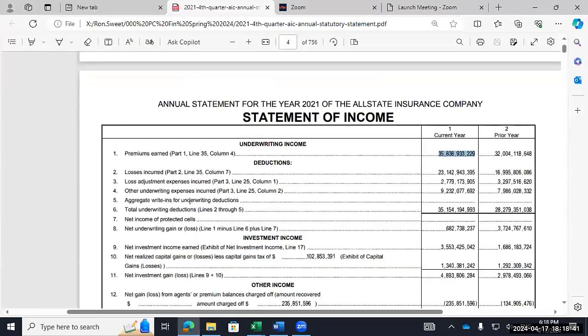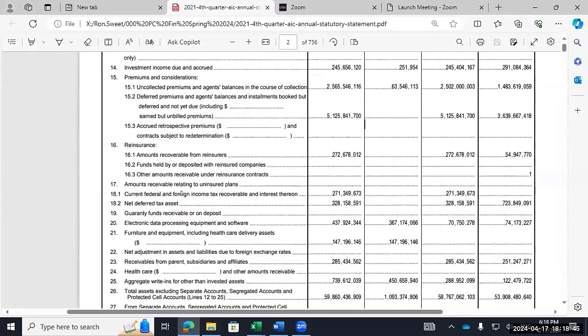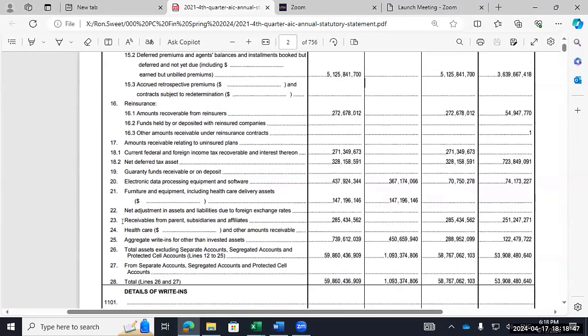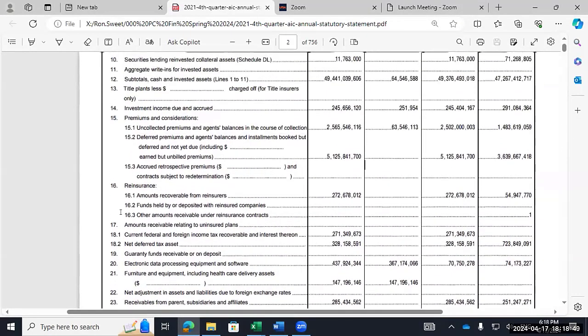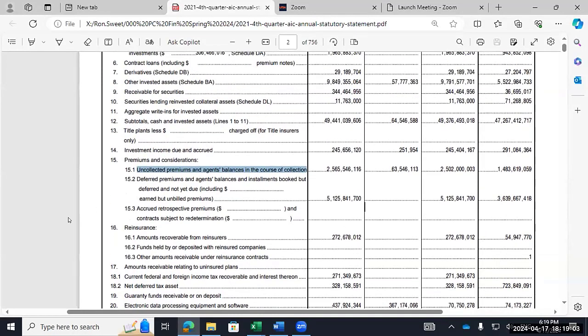Now, the weird thing on insurance companies' balance sheets, let's see if I can find it here. Premiums. They have something called uncollected premiums. If you think about insurance, there's no real thing as an accounts receivable.